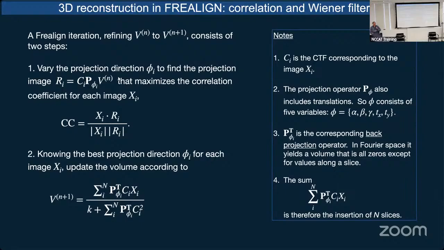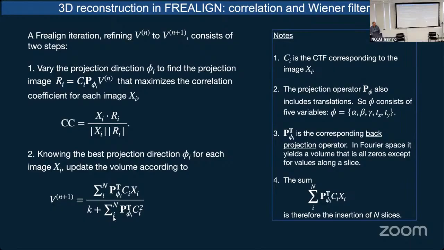And I find the one that maximizes the correlation coefficient between the image and the reference. So I find the best reference, which means I find the best orientation phi.